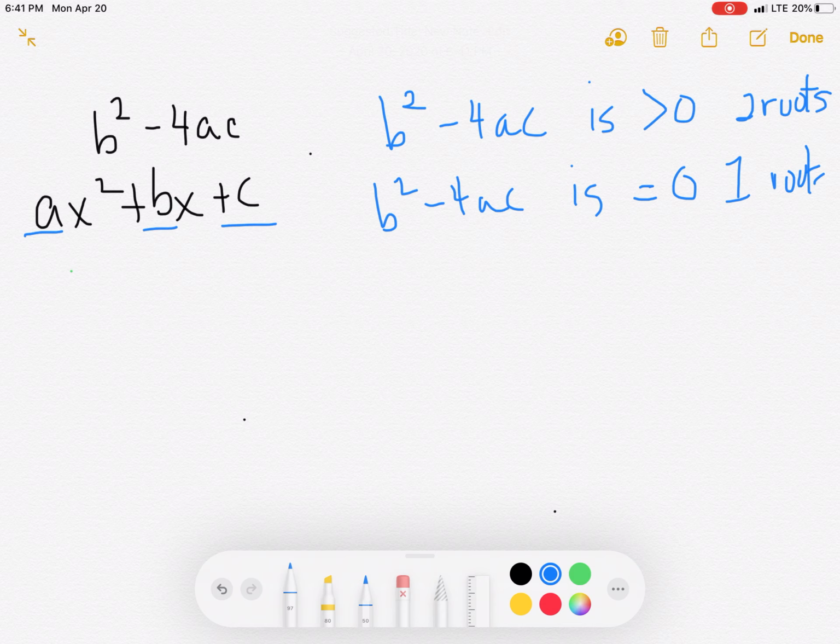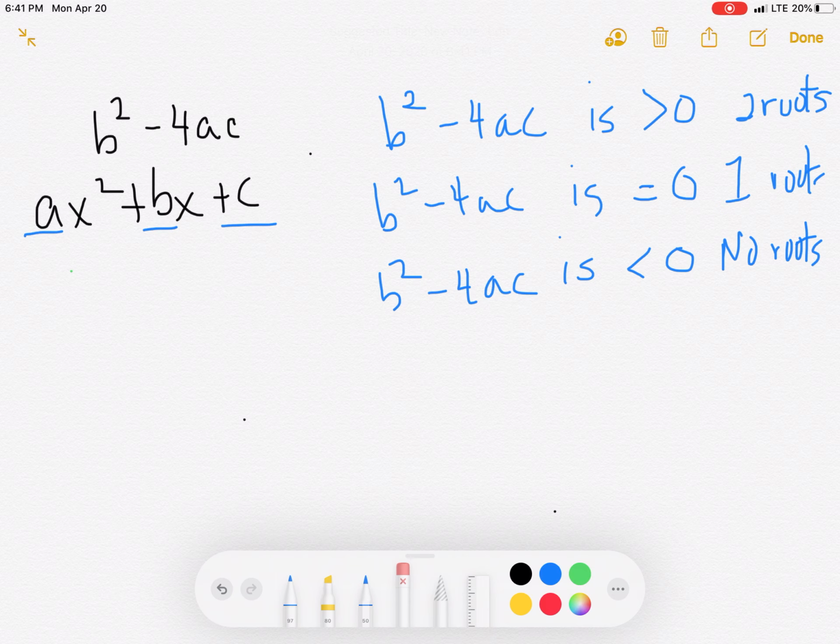And then the last one is what if b squared minus 4ac is less than 0. That means that we get a negative number, and if it's a negative number, then we have no roots. And that means that it's not going to touch it, and it's going to be like graph number 4. Either it's going to be flipped up or it's going to be flipped down, and it's not going to touch the x-axis at all. So let's do a little quick example of some of these.